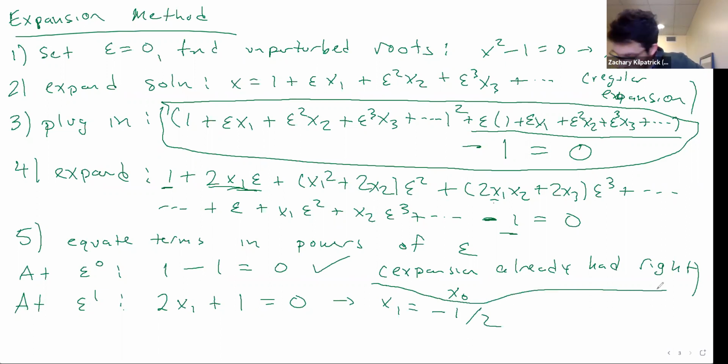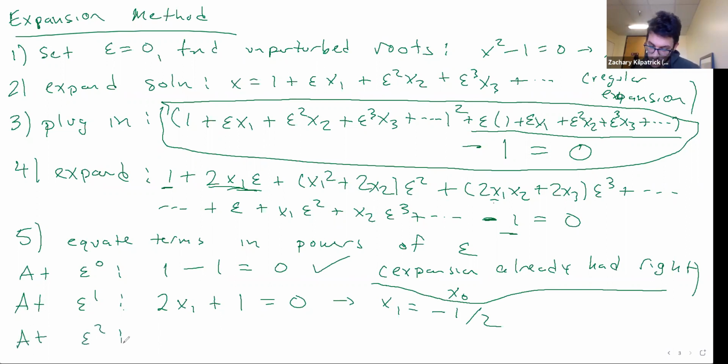Sorry, my lines are sort of running into each other. Okay. So does that make sense? Well, it jives with the expansion we had before. Before we had a minus epsilon over 2 term. So we're getting that again from the expansion method.